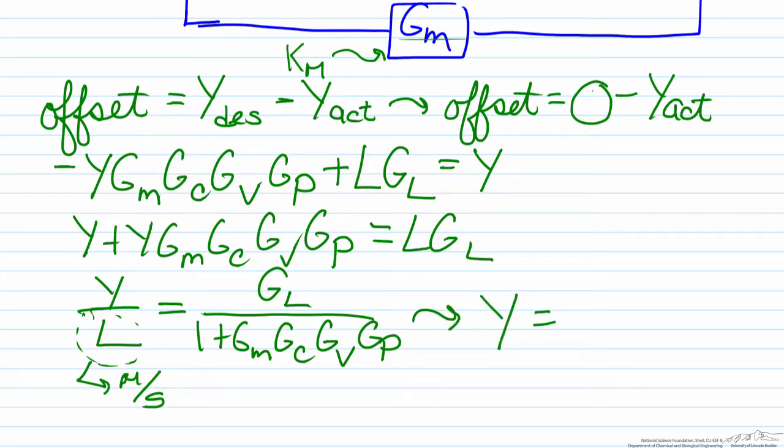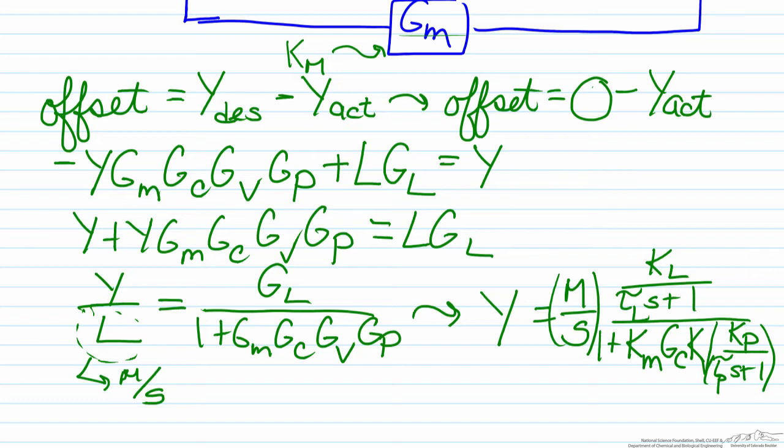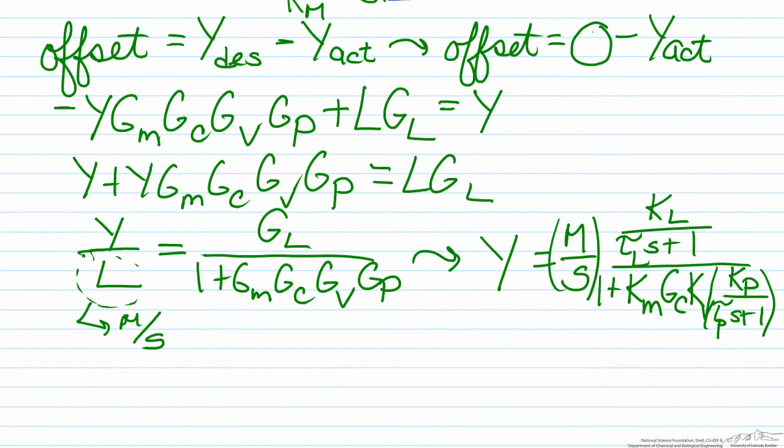We can get that Y will equal M over S multiplied by GL, which we said was a first order transfer function, divided by 1 plus, we're assuming that the transmitter is zeroth order, the controller we'll deal with when we evaluate their separate parts, the valve is zeroth order, and the process is first order. We will now evaluate this for the various types of controllers.